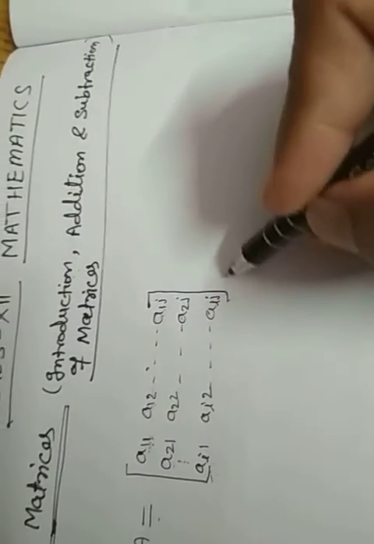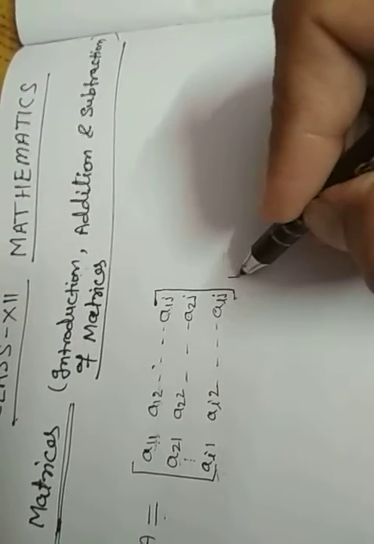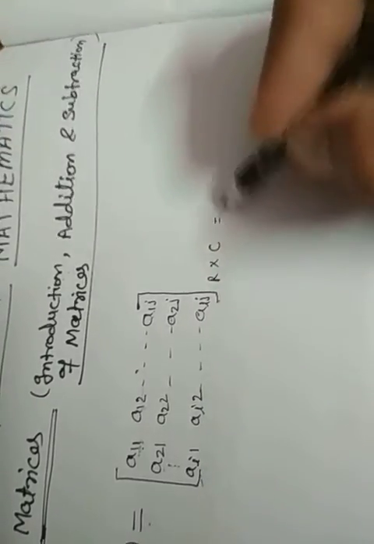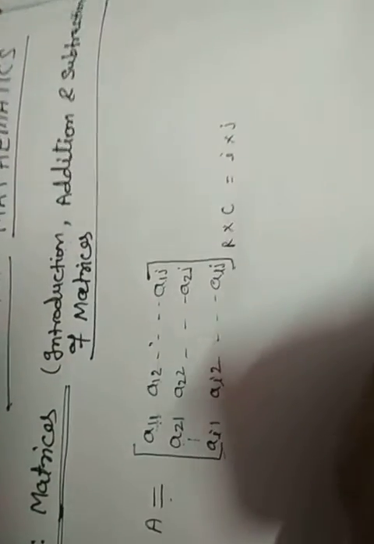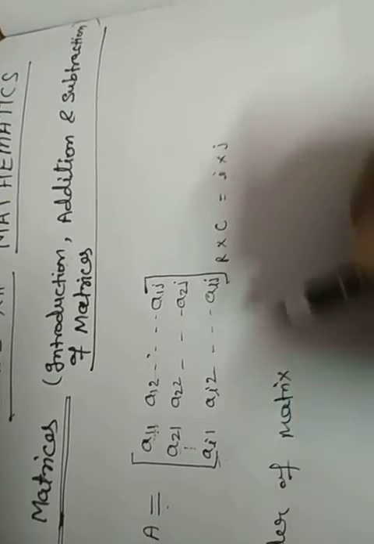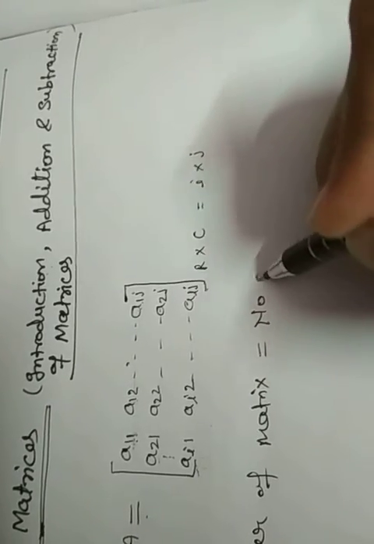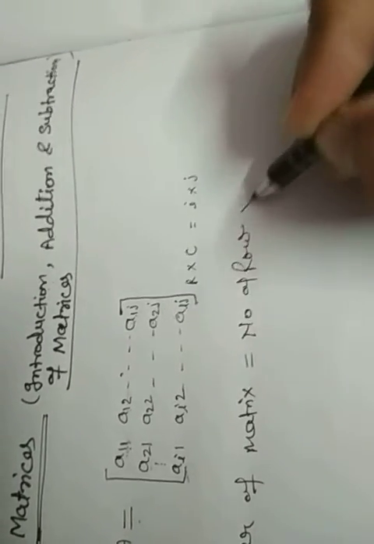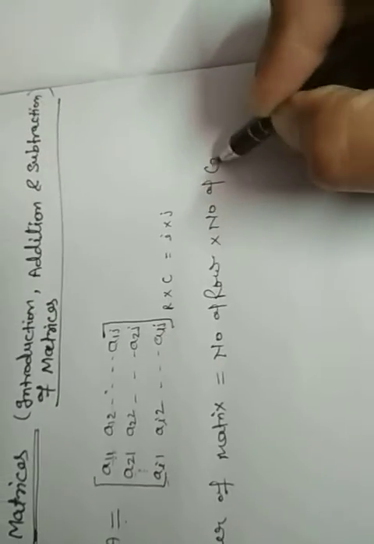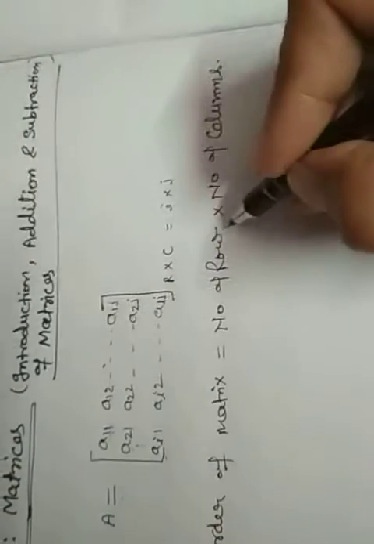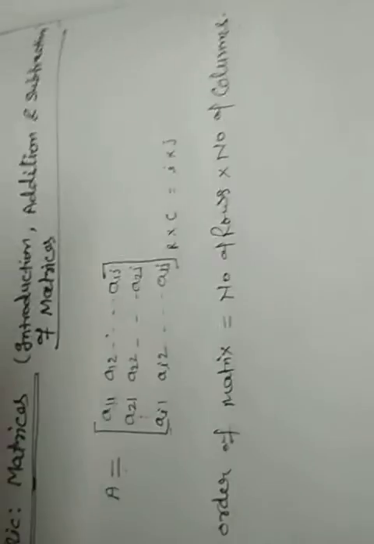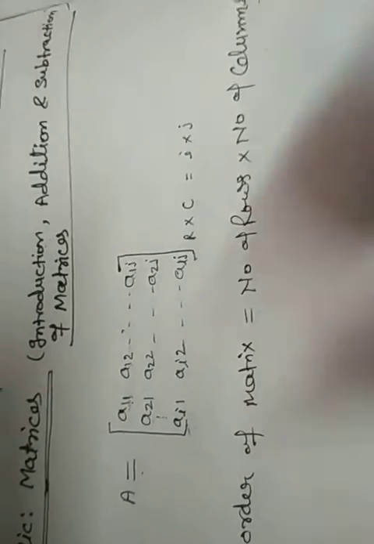So that is the order of the matrix. Order of a matrix is written as row into column. So there are I rows and J columns, so the order of the matrix is I into J. First we write the number of rows into the number of columns. So that tells the order of a matrix.